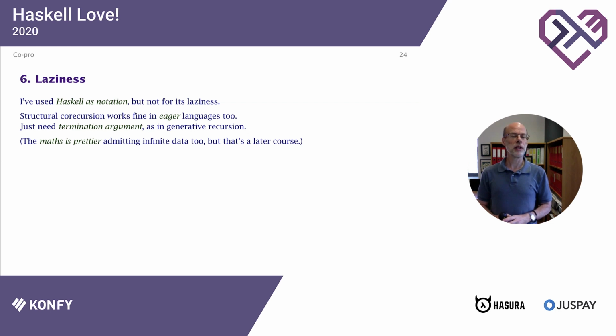And for a beginning programming course, this story is fine. The story about corecursion is fine. It works perfectly fine in eager languages too, like Racket or Scala or Python or F# or whatever you want to use. If you don't have laziness, you need to make sure that your generating phases, your corecursions, terminate, because otherwise you'll never get around to the consuming phase. So you need a termination argument. You need to know that when you're growing a tree, you don't grow an infinite tree. It will eventually stop.